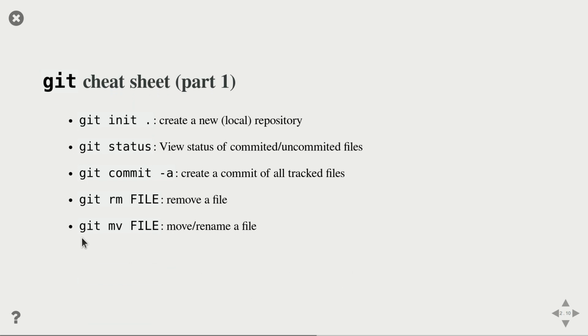So git cheat sheet, part number 1. Git init creates a new local repository. Git status shows the status of all the committed or uncommitted files. Git commit commits the files. Git rm and git mv.